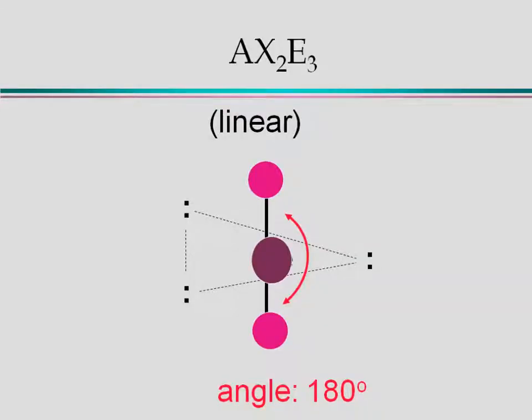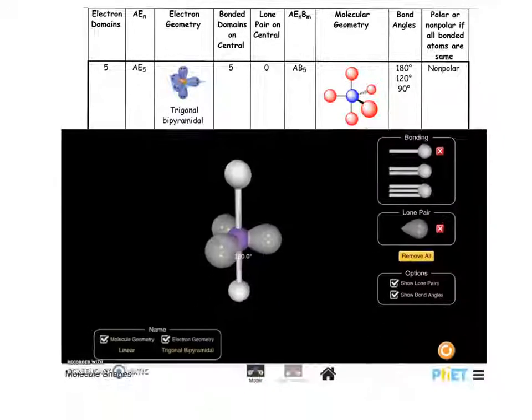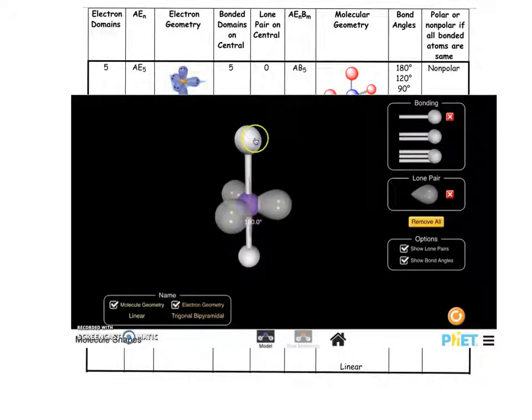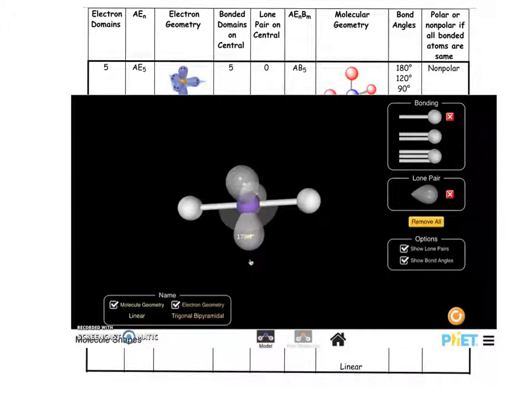All right, and then if you have only 2 bonds and 3 lone pairs, you end up back at linear, basically. So all 3 that are on the same plane are all lone pairs now, and then the ones sticking up and sticking down are your bonded pairs, and so it's a linear molecular geometry.